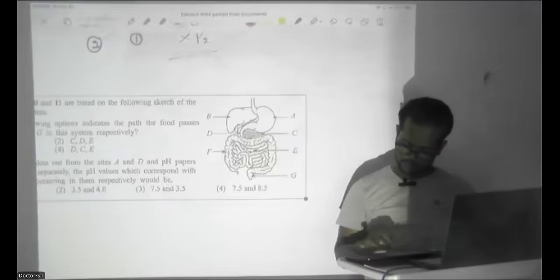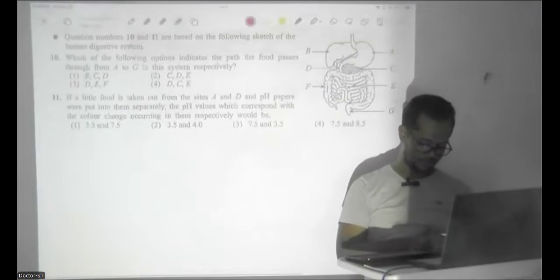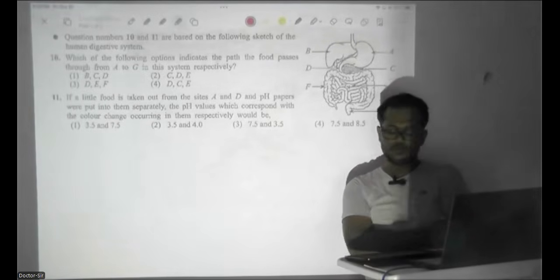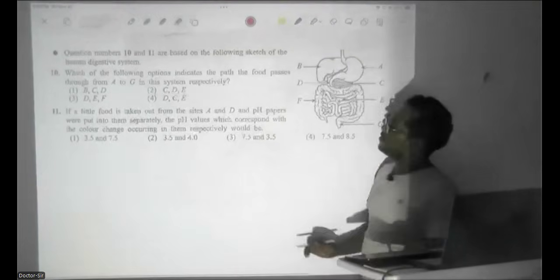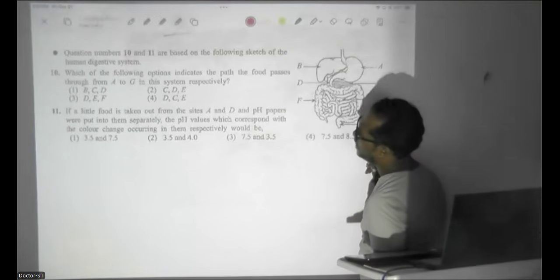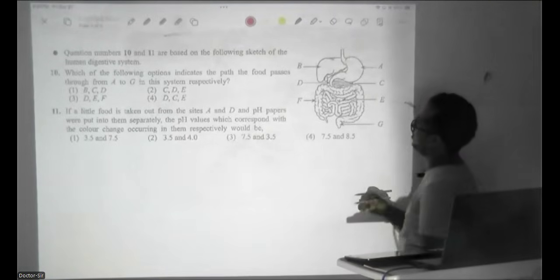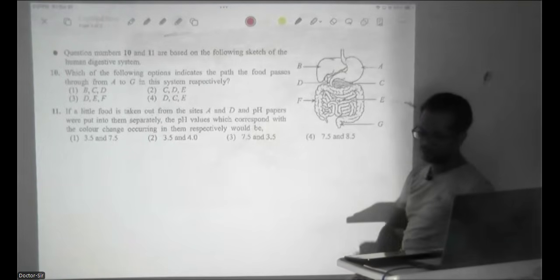Okay, right. So I took the 10 and 11 all together. Now we will look for what they are telling here. Which of the following options indicates the path of the food passes through A to G? So where is the A to G? They are telling about this image. So we will look here.